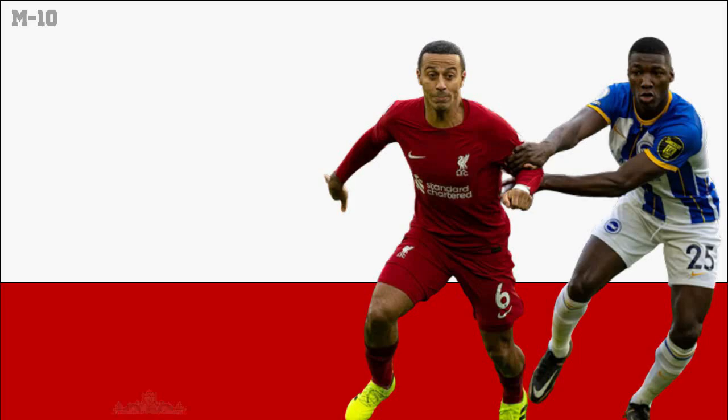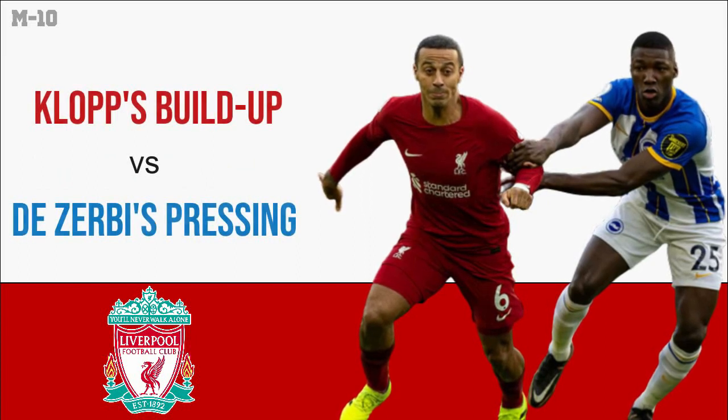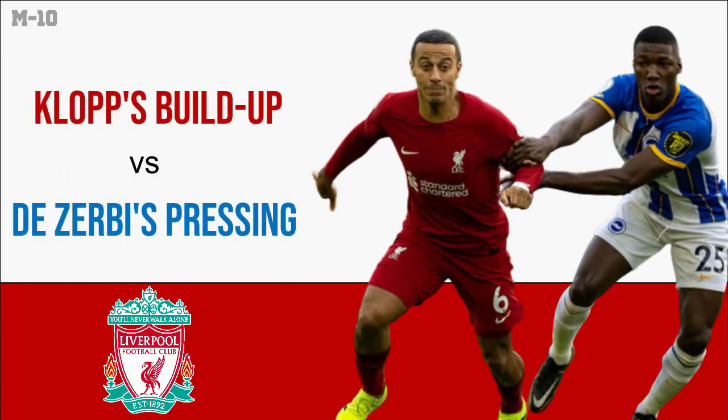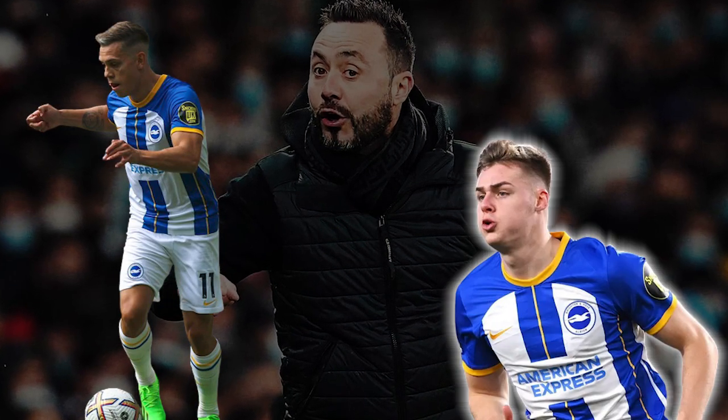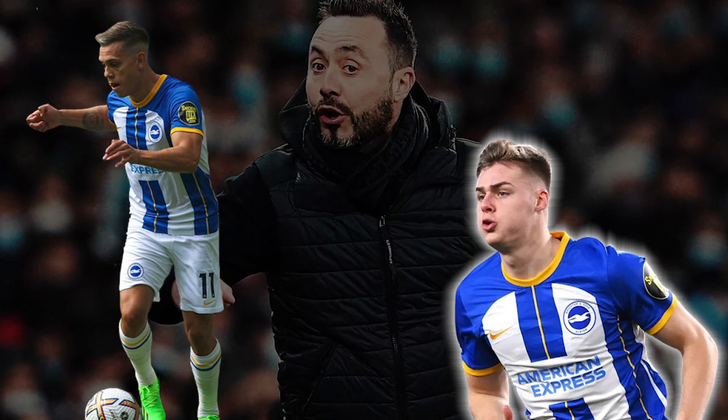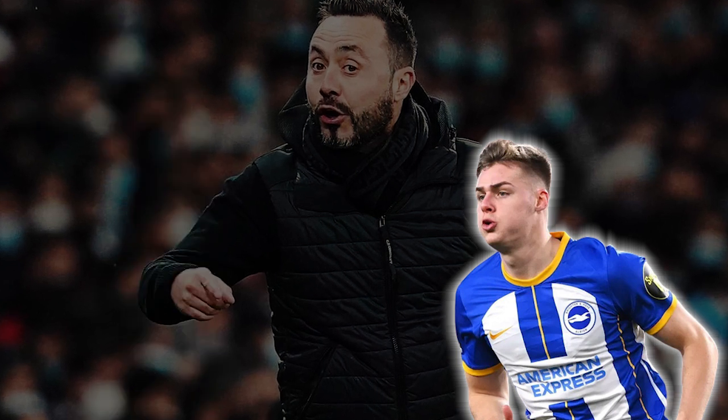De Zerbi's attacking exploits were brilliant, but it was the work without the ball that gave Brighton two of their three goals. I want only players who work hard. So De Zerbi's decision to leave Leandro Trossard out of the squad and continue with 18-year-old Evan Ferguson leading the line worked perfectly well, as Ferguson demonstrated the work rate and commitment that De Zerbi wants from his players.